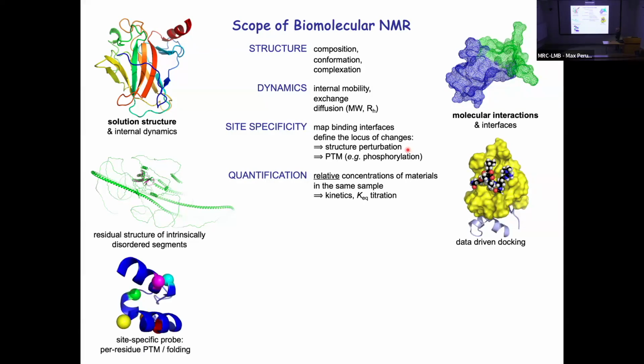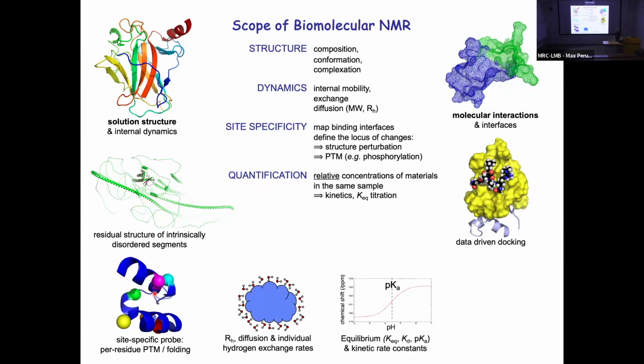We can look at this site-specific effect of NMR to get detail around the entirety of the molecule. With that site-specific detail, we can tell what's going on during folding processes, for example, or where we've got parts of the molecule that are selectively unfolding as a result of post-translational modification or whatever. We can get ideas on diffusion rates and hydrogen exchange rates. NMR is quantitative. We can get thermodynamic constants, rate constants, equilibrium constants.